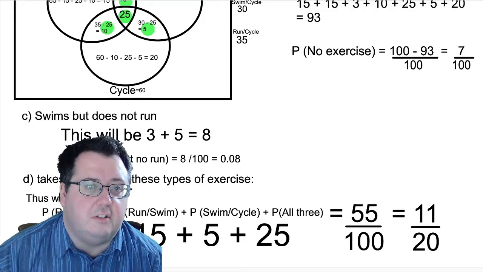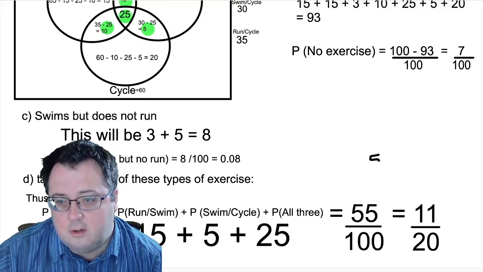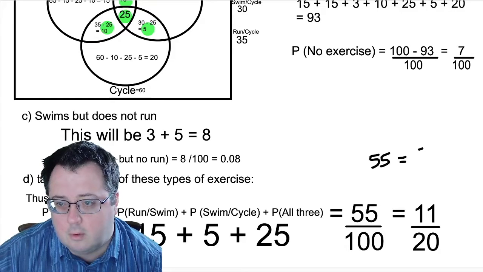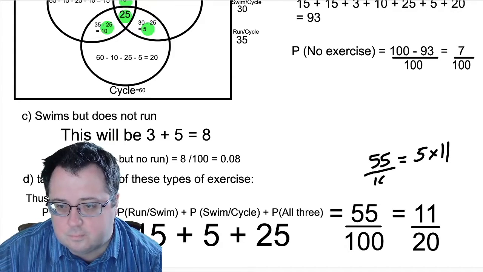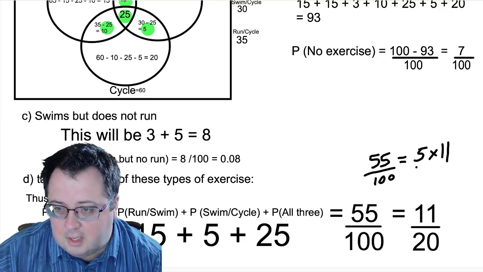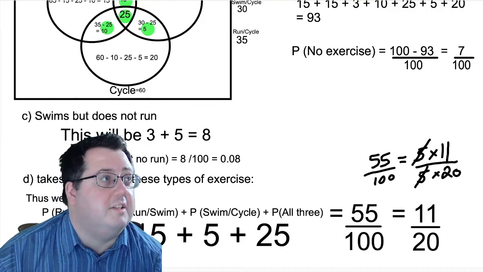I'm sure I don't need to explain why, but I will go through that. In any event, 55 is the same as 5 times 11. And 100 is 5 times 20. So I can cancel the 5s on top and bottom, which will leave me with 11 over 20.